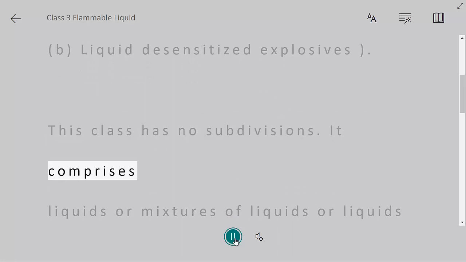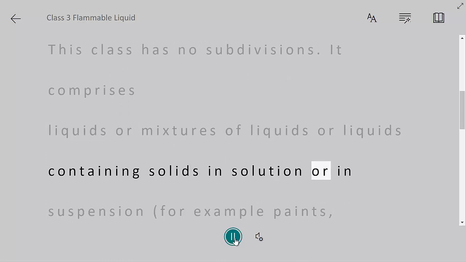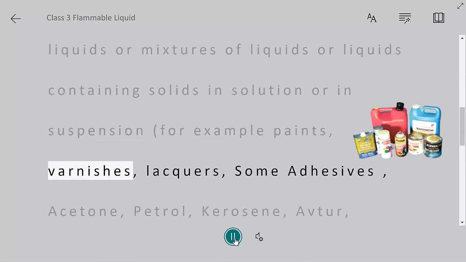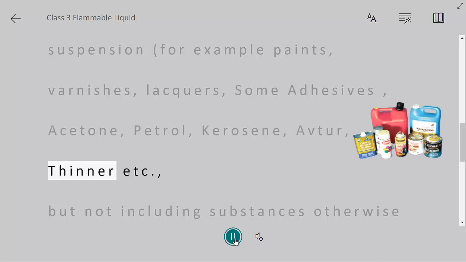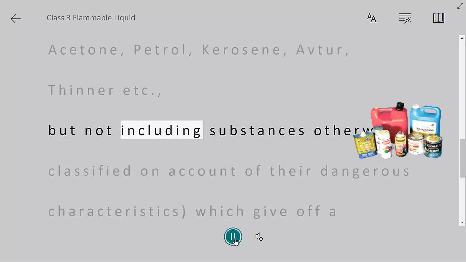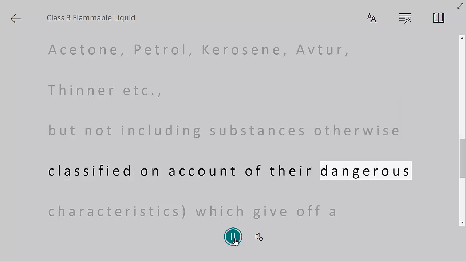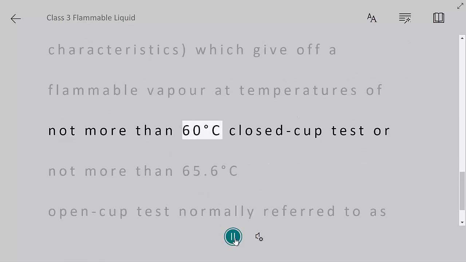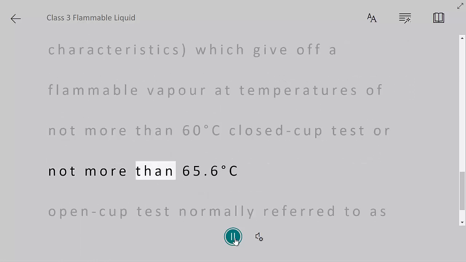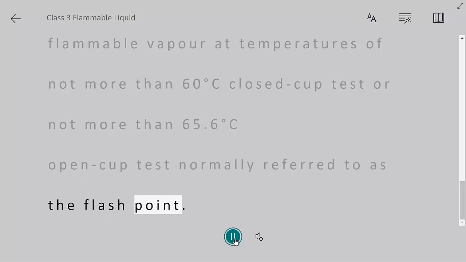It comprises liquids or mixtures of liquids or liquids containing solids in solution or in suspension, for example paints, varnishes, lacquers, some adhesives, acetone, petrol, kerosene, thinner, etc. But not including substances otherwise classified on account of their dangerous characteristics, which give off a flammable vapor at temperatures of not more than 60 degrees Celsius, closed cup test, or not more than 65.6 degrees Celsius, open cup test, normally referred to as the flash point.